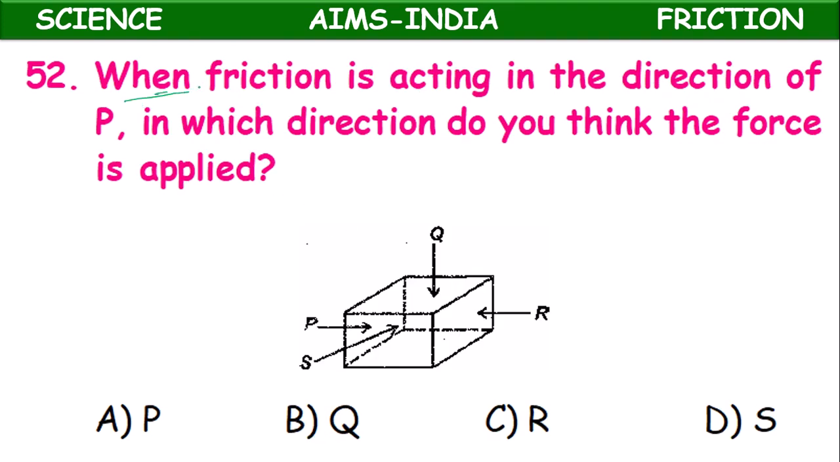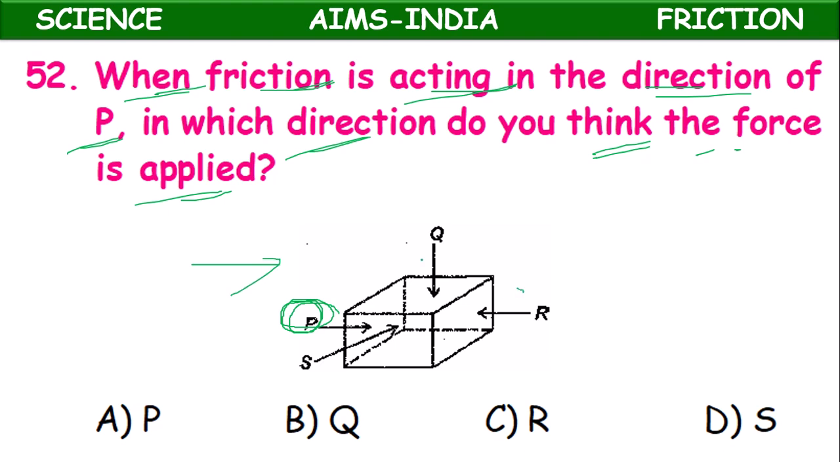Next one. When friction is acting in the direction of P, in which direction do you think force is applied? As friction is acting in the direction of P, here the force will be acting in the opposite direction. Friction P is like that. Then force will be applied in the opposite direction, which means R.